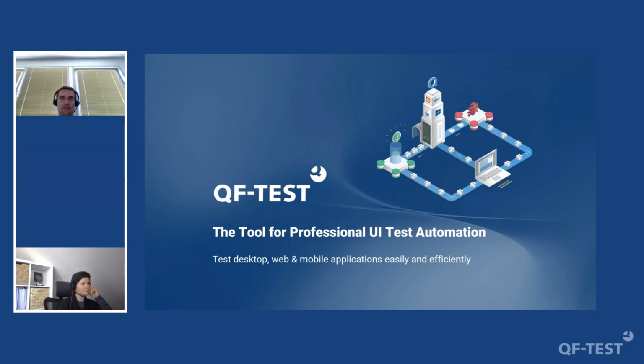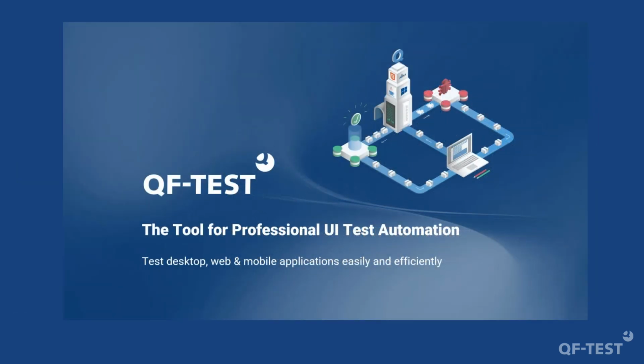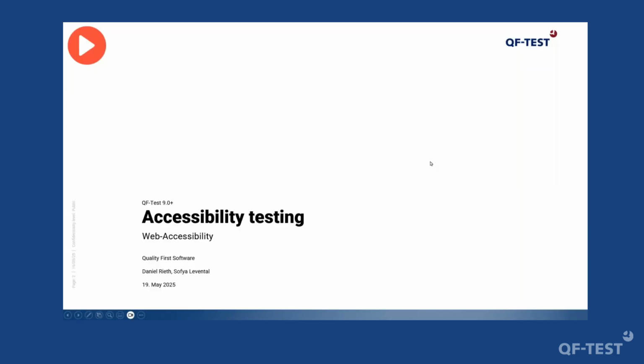About us, my name is Daniel Ried. I'm a junior software developer at Quality First Software. And my co-moderator, who will be keeping an eye on the chat during the event, is Sophia Leventhal. She's a software developer. We are both involved in the accessibility testing project of Quality First Software. So we are implementing the accessibility testing features that I am presenting to you today.